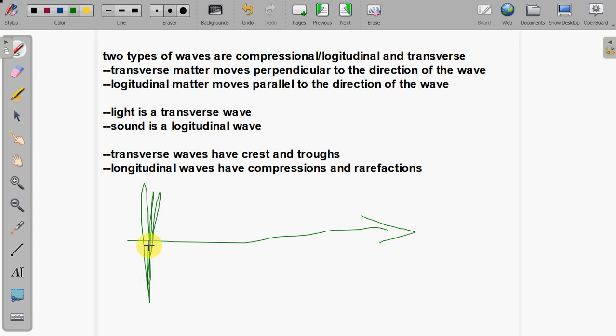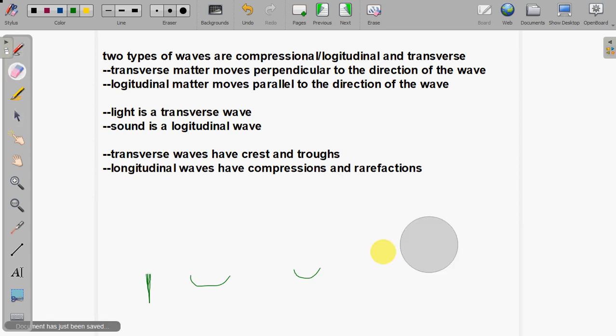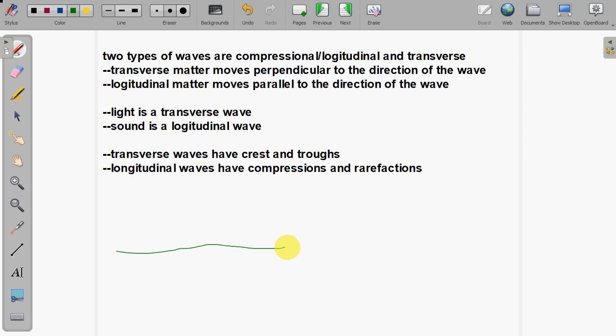All right, so if you were to plot the position of a particle, you would end up with a graph that looks something like this, right? But more symmetrical. And so that's a transverse wave. Okay. Now, a longitudinal or compressional wave, they're the same thing. What happens is the wave is moving this way, okay? But the particles are moving parallel. They're moving back and forth.